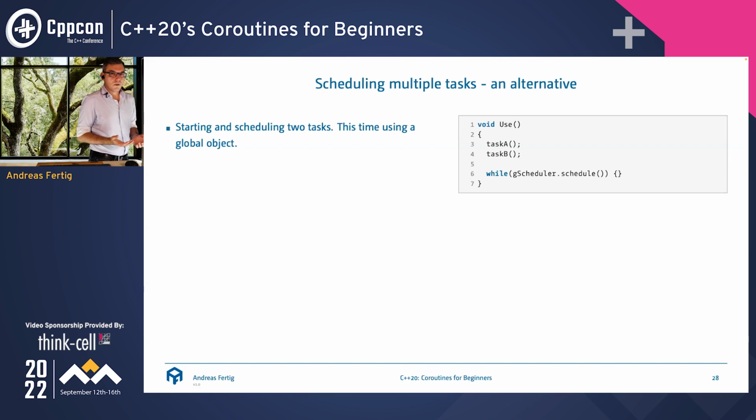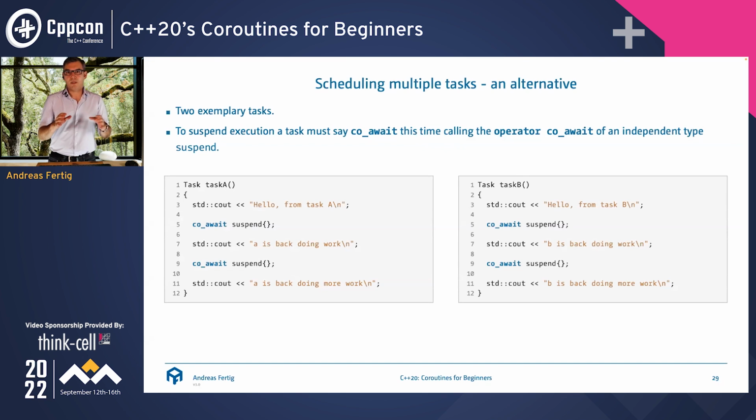However, just to show you that, you can also say you want to modify your implementation. And the coroutines or your tasks shouldn't know about a scheduler. So another implementation would be in line number 3 and 4, task A and B are still my coroutines. I don't care about the wrapper type, about the return value from task A and B, and I don't pass any parameters to them this time. And then in line number 6, you can see I now have a global object, gscheduler, and call schedule on that one.